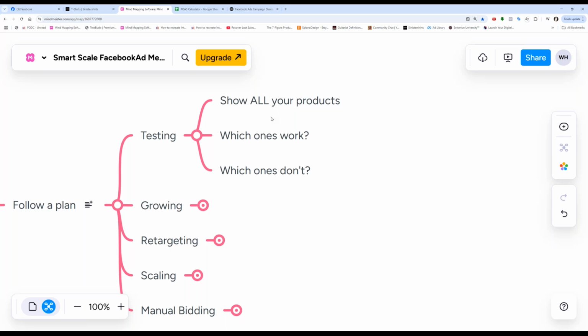The solution? Pick a niche. Niche down. Okay? Focus on that niche. Which ones work? Which ones don't? That's what testing is going to tell you with your ads. Once you know which ones work, which is going to be the minority, not everything's going to work. In fact, the bulk of your products that you show are not going to work. You're focused on the ones that do work in the testing phase.